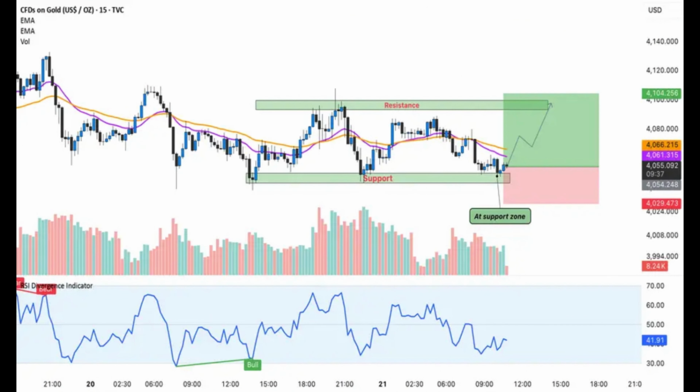Pro tips and filters. Now here are a few pro tips that will make this strategy even more effective. First, always trade in the direction of the overall trend. If the market is in a strong uptrend on the higher time frame, focus only on buying opportunities on the lower time frame. Fighting the trend is one of the most common mistakes beginners make.